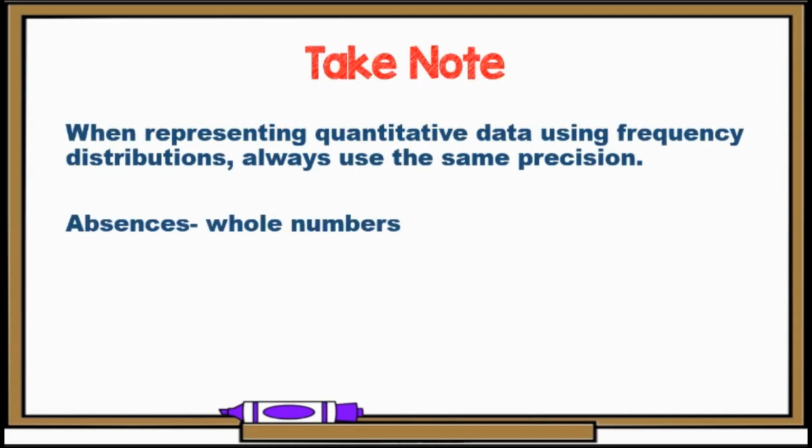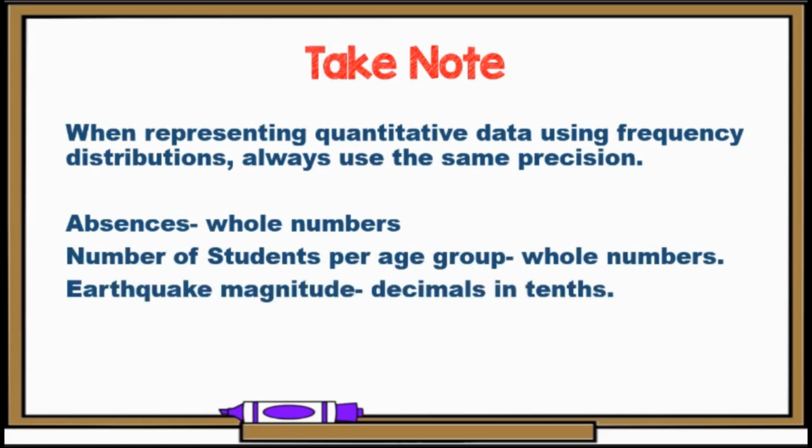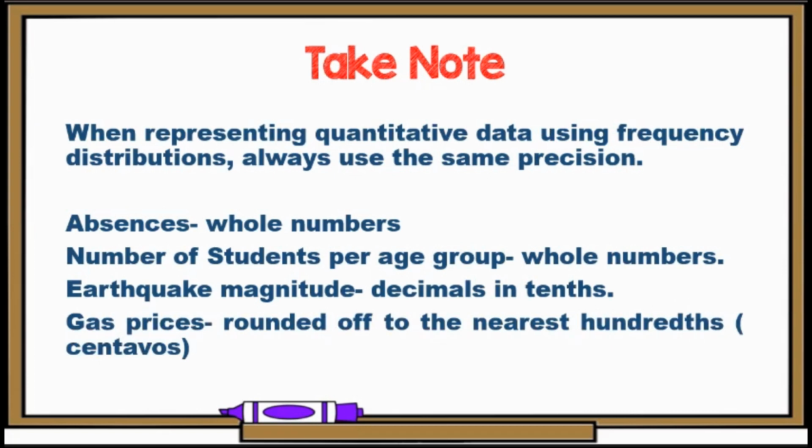Lagay natin yung summary dito. For absences, we started with a whole number for the first class. So, dapat lahat ng lalaban ng classes mo ay whole numbers din. For the number of students, same, we have whole numbers. For the earthquake magnitude, we started with decimals in tenths. So, lahat sila naka-decimal in tenths. And for gas prices, it is rounded off to the nearest hundredths or centavos. Depende dun sa nature ng data mo.